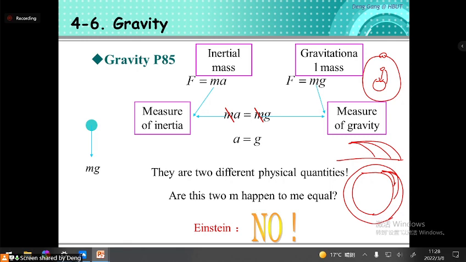So that's why if you want to launch a satellite, you need to make sure it has enough speed so it can go around the Earth, not fall to the Earth. If the speed is not enough, no matter how high we release it, it will fall to the ground. So that's the difference between the moon and the apple. They are different in the horizontal speed.